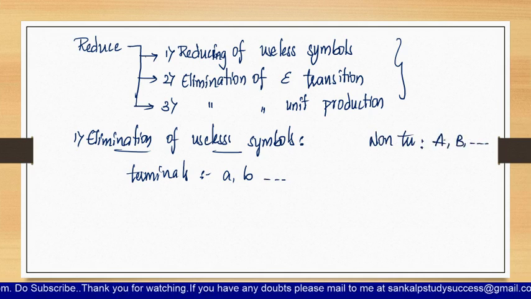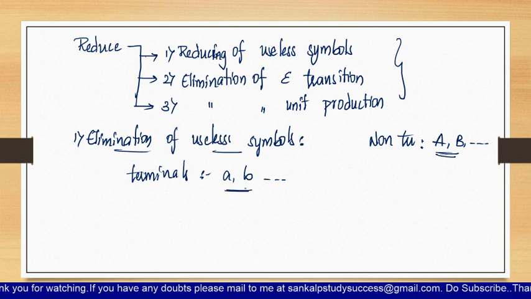The difference between terminals and non-terminals is that for a non-terminal you need to substitute something in its place, whereas terminals end the substitution. That means in the place of small a you are not going to substitute anything else, but if you have a capital A, then you substitute the A production in its place. So if any symbol is not leading to a terminal, then that is a useless symbol, the first kind. And the second kind is any non-terminal that is not reachable from the start symbol; that is also a useless symbol.